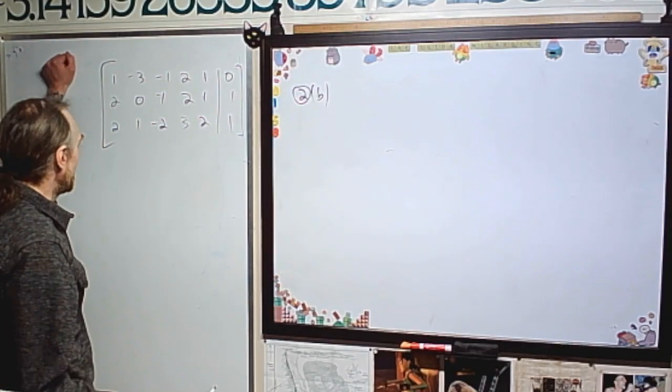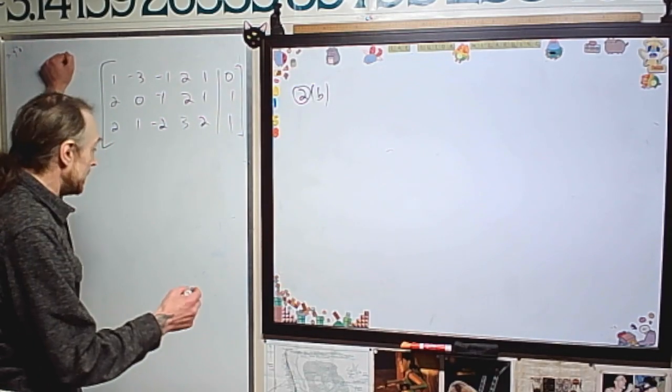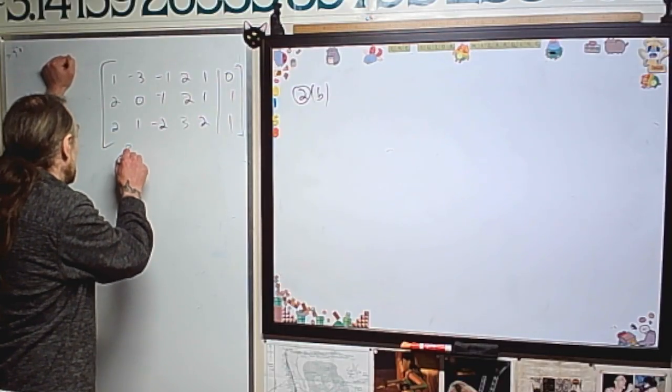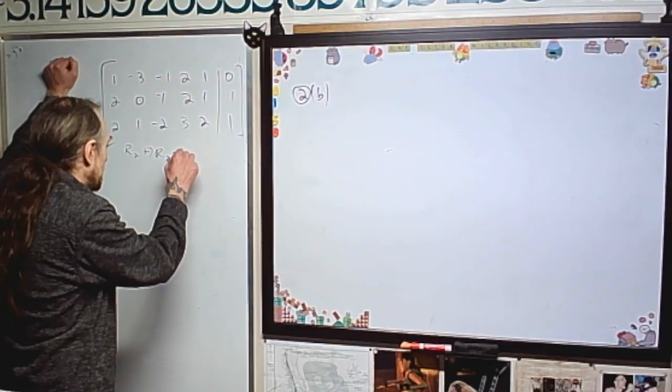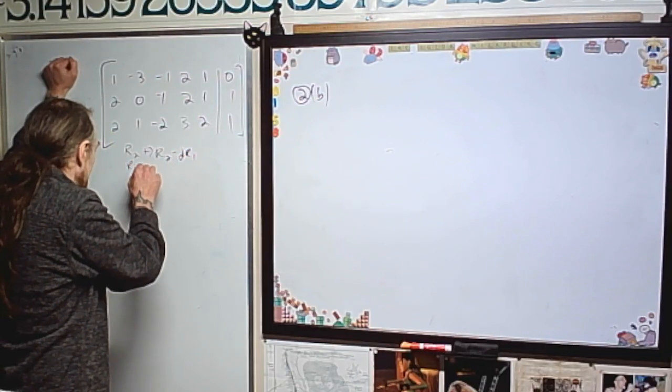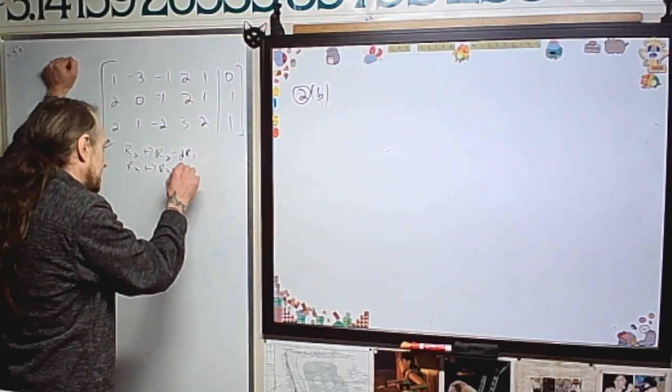Also, now what are we going to do? I should probably say it because we're on the stream. Can you see that still? Yeah. We're going to do row 2 goes to, it's the same move, row 2 minus 2 row 1. And we're going to do row 3 goes to row 3 minus 2 row 1.